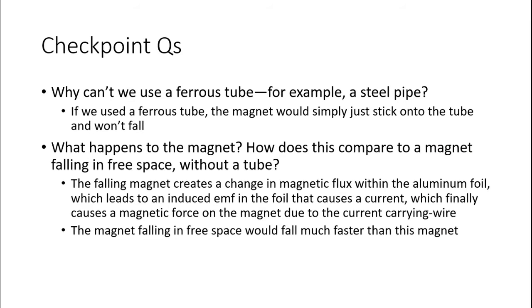For some checkpoint questions, the reason why we can't use a ferrous tube is that the magnet would simply just stick onto the tube because it is magnetically attracted and won't fall. As mentioned before, the falling magnet creates a change in magnetic flux in the foil, which creates an induced EMF in the foil that causes a current, which finally creates a magnetic force on the magnet that opposes its fall. As a result, this magnet will fall slower than that falling in free space.